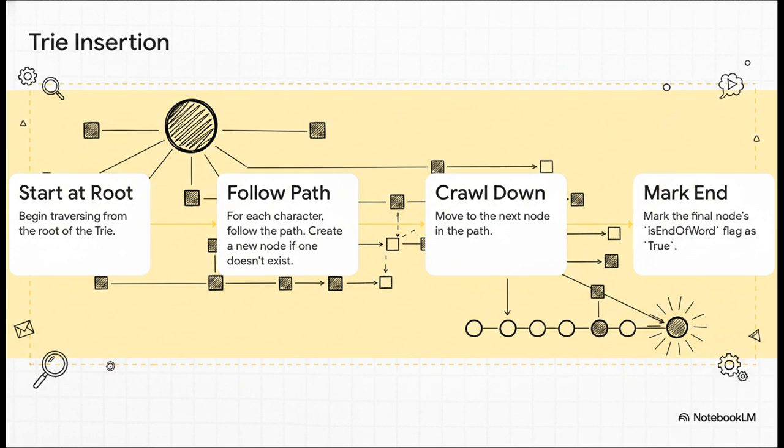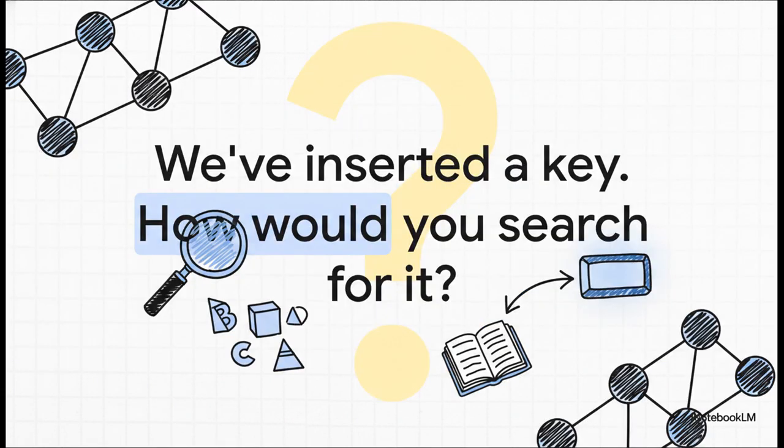Inserting a word is a very straightforward process. You always start at the root. For each character in the word you want to insert, let's say cat, you just follow the corresponding pointer. From the root, you'll look for the C pointer. If it's not there, you create a new node and link it. Then you move to that C node and follow the A pointer, and so on. Once you've processed the last character, T, you simply mark that final node's isEndOfWord flag as true. Okay, so that is insertion.